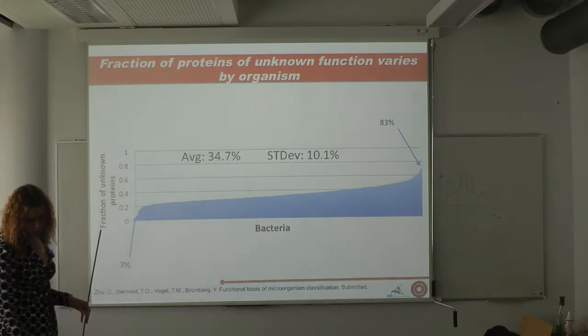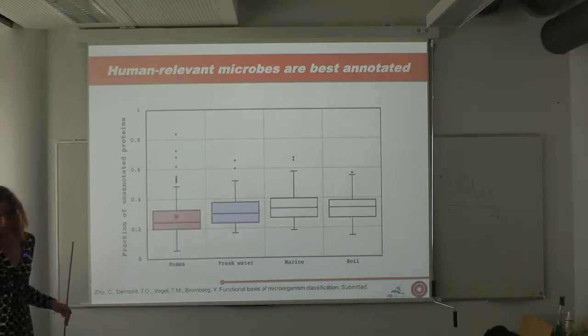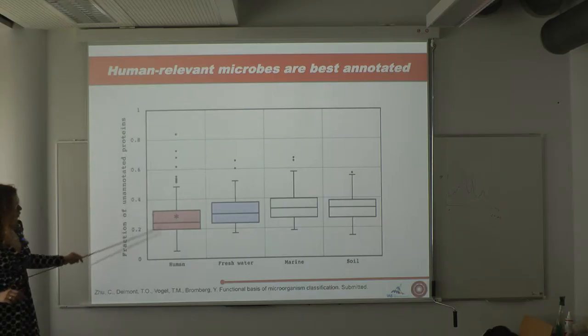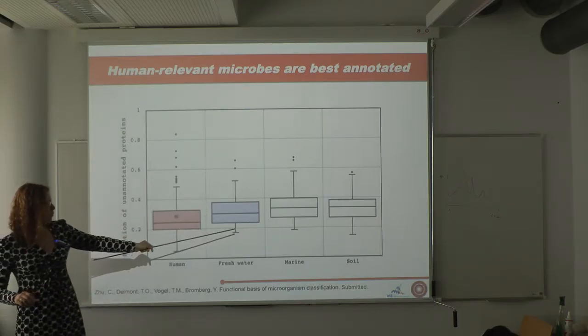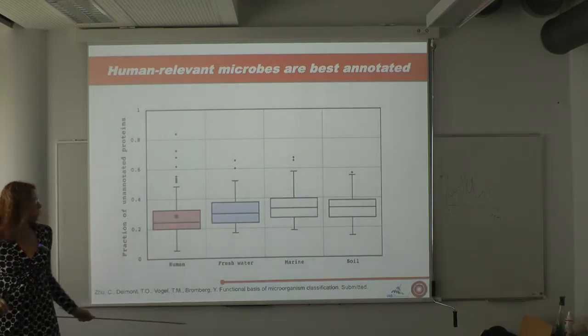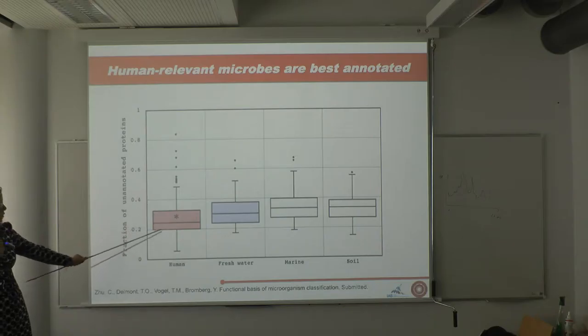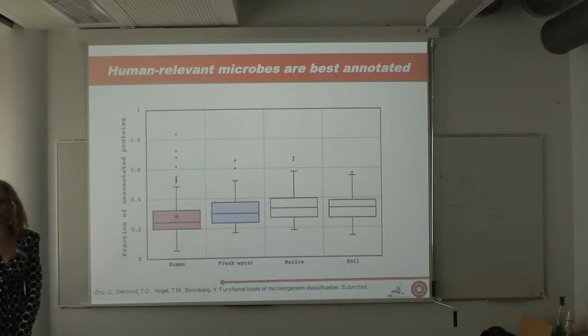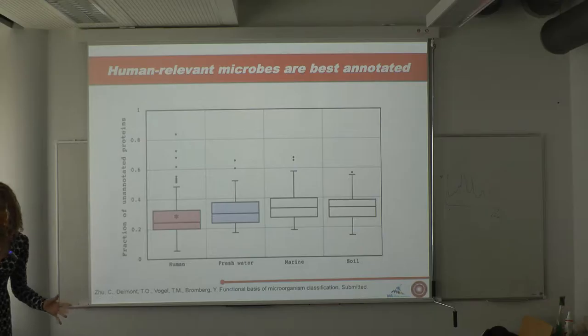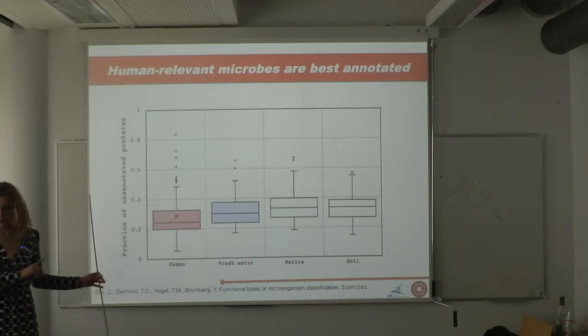A very interesting finding, which I think doesn't surprise anybody, but I don't believe anyone has quantified it, is that if we looked at bacteria annotated as living with a human host, in freshwater, in marine environment, or in soil, we see that functions are most annotated, and this is statistically significant, for the bacteria that live in the human host. So surprise, surprise, we like ourselves, we don't care about the environment. Is that a clear slide?